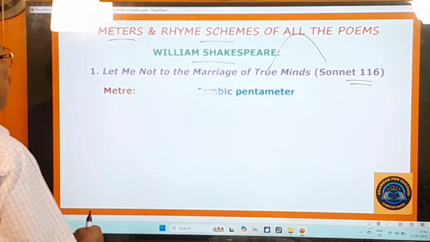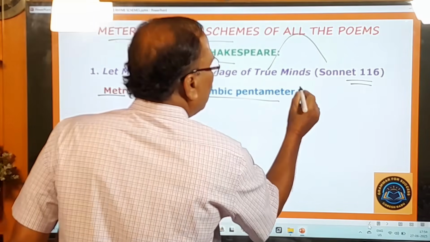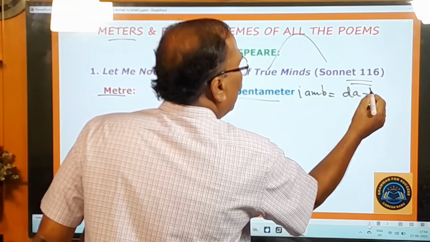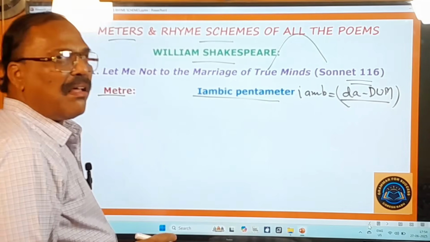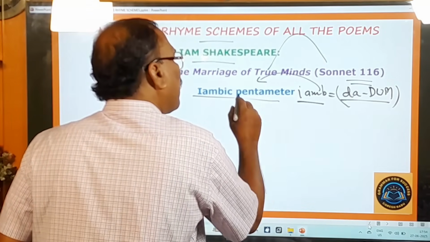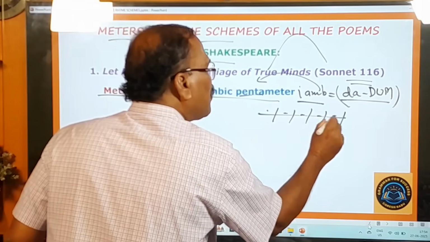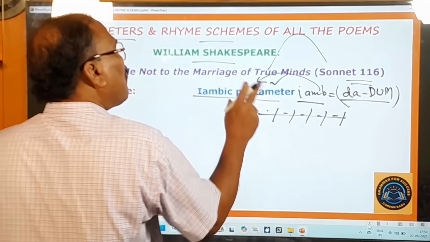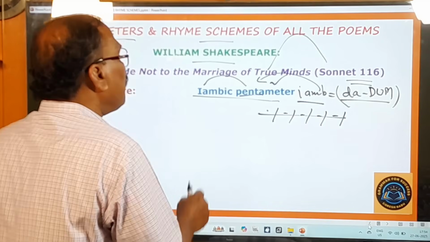And what is the meter followed in this poem? Iambic pentameter. Iamb, you know very well what is an iamb. Iamb is nothing but one unstressed syllable followed by a stressed syllable. That means da-dum. That is the metrical foot. That is called iamb. So such iambs will be 5 in that line. If it is a poetic line, 1, 2, 3, 4, 5. So 5 iambs will be there. When the 5 iambs are there, that is called pentameter. Penta means 5. So 5 metrical feet will be there in that line. So what kind of metrical feet? Iambic metrical feet will be there.